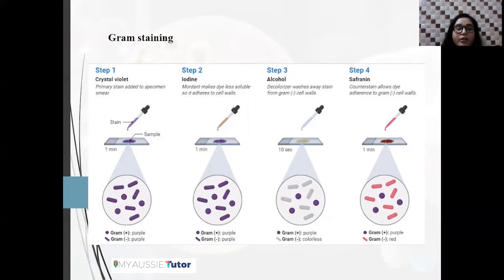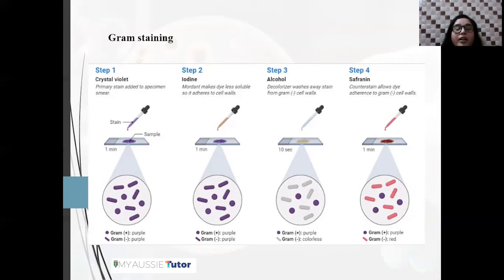The first stain is crystal violet. Crystal violet is a primary stain wherein the bacteria containing a thick peptidoglycan layer or cell wall will imbibe this primary stain and get it fixed into the cell. And the other step is iodine. Iodine is also known as a mordant. It makes the dye less soluble and so it adheres to the cell walls.